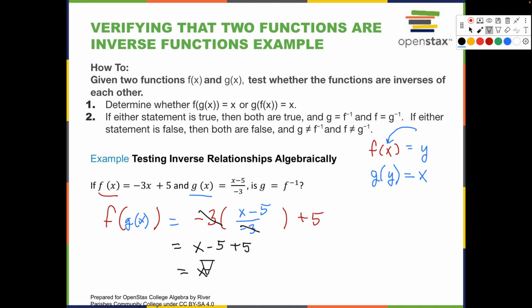So we haven't proved it yet, but we've proved half of it, that, yeah, when you plug g into f, you get back to x. So it's undoing. It's working as an inverse. The other thing, to fully prove it, you would have to do it the other way around. Let's see if I've got enough room. g of f of x.